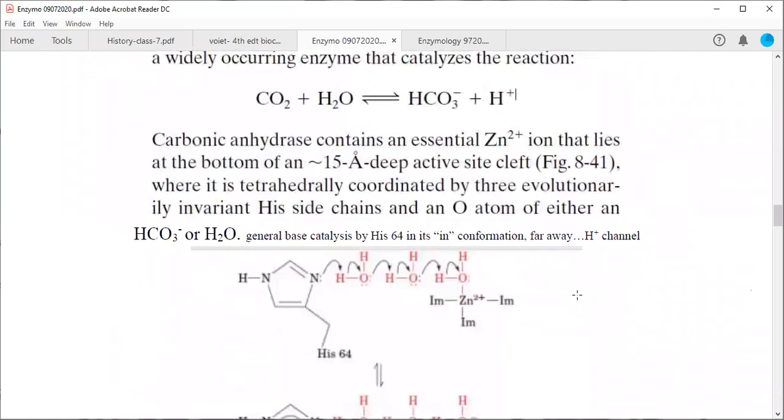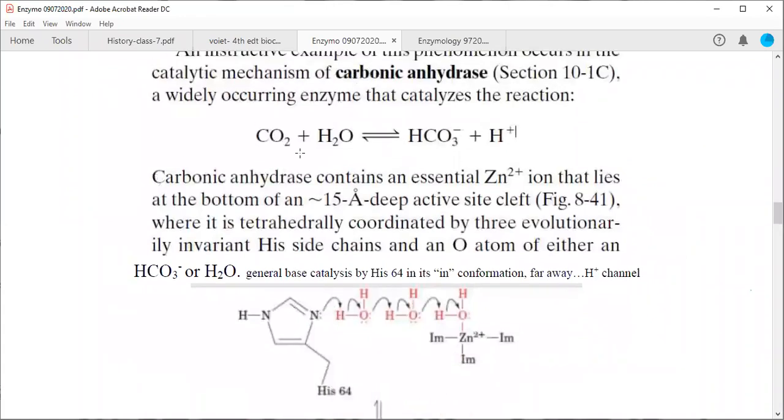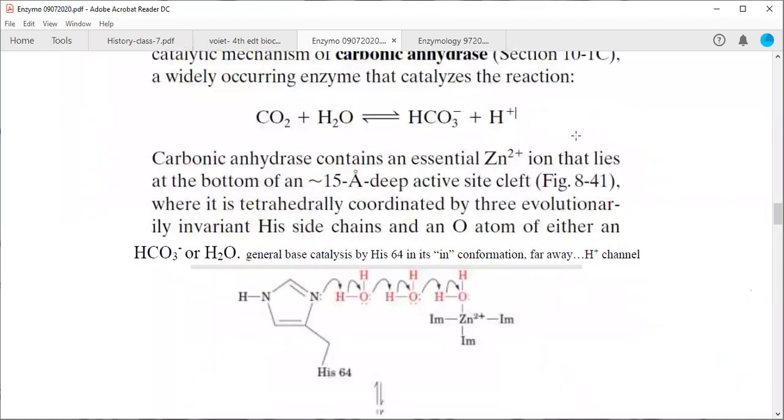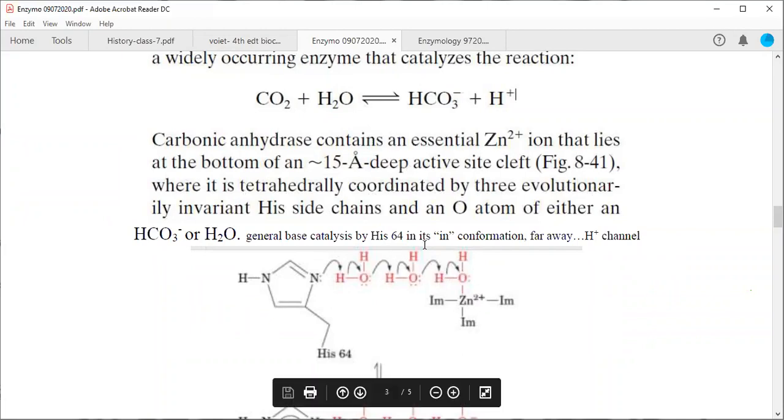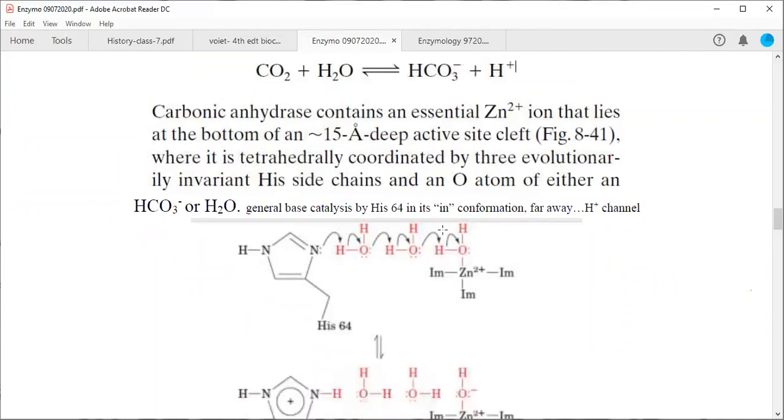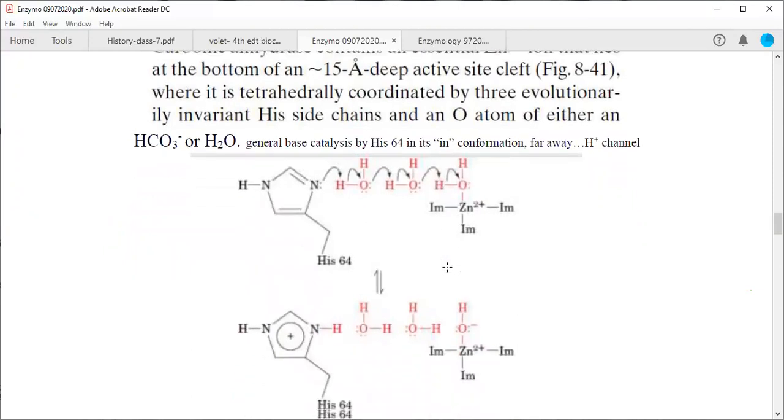So this we have discussed. This is carbonic anhydrase, which catalyzes the reaction of CO2 plus H2O to convert them into HCO3 negative and H positive. The zinc ion is very important, and it is present at almost 15 angstrom deep in the active site cleft. An angstrom is 10 to the power minus 10 meter. It is always present there, and there are three evolutionarily conserved histidine residues responsible for binding with this zinc ion, and an oxygen atom from either the water or the HCO3.